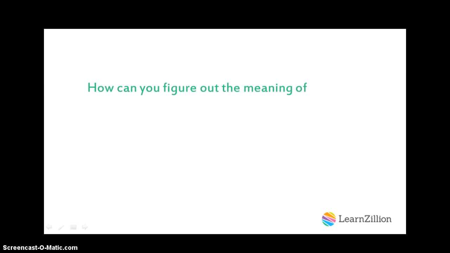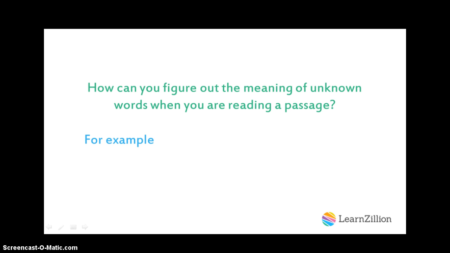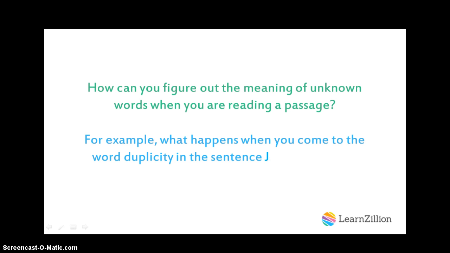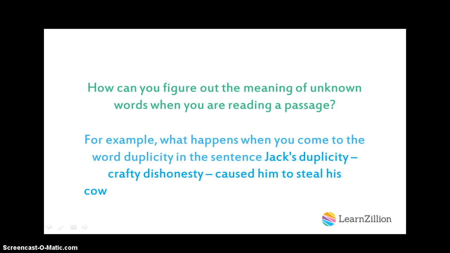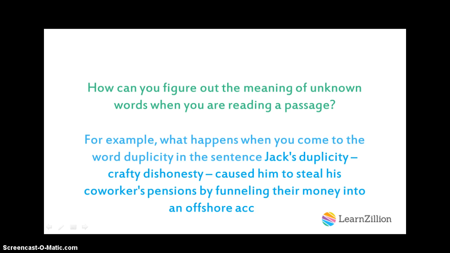How can you figure out the meaning of an unknown word when you are reading a passage? For example, what happens when you come to the word duplicity in the sentence, Jack's duplicity, crafty dishonesty, caused him to steal his co-workers' pensions by funneling their money into an offshore account?